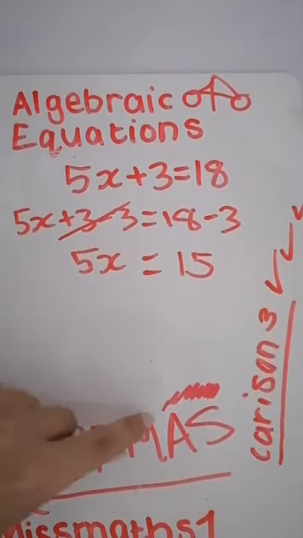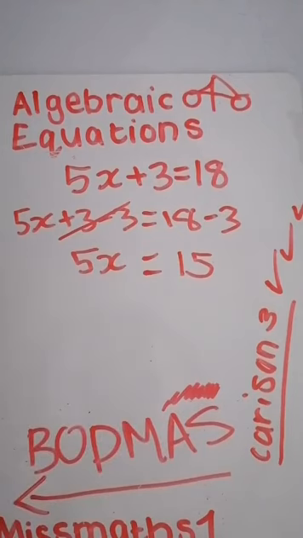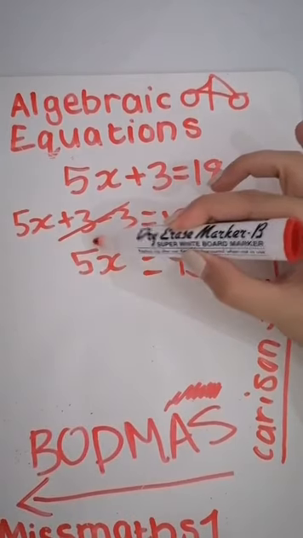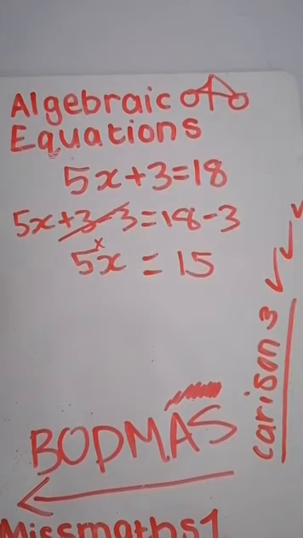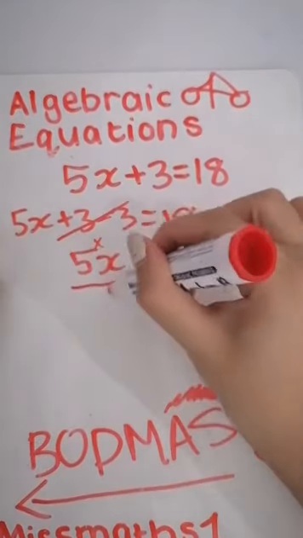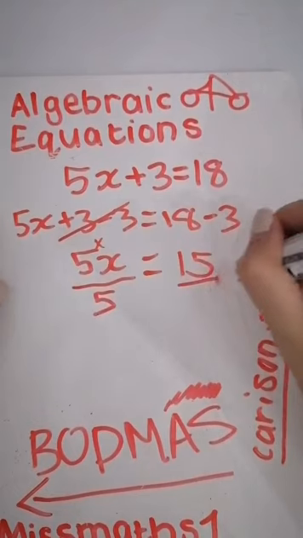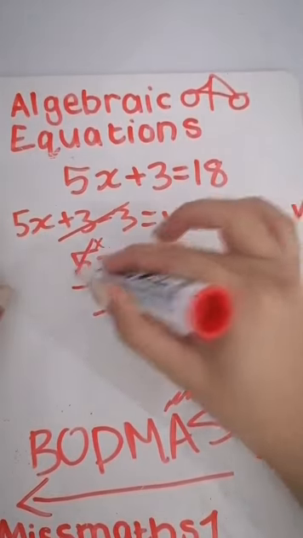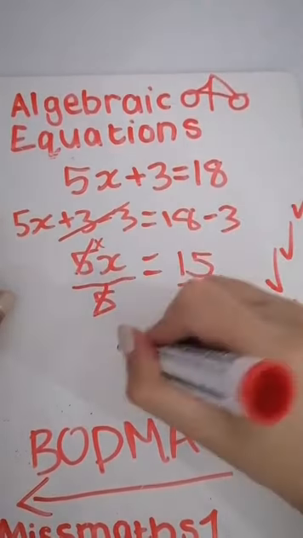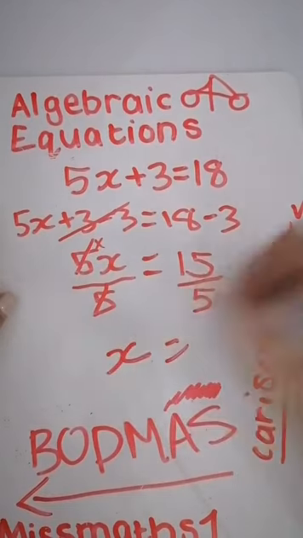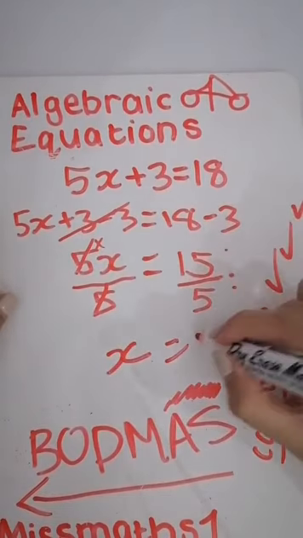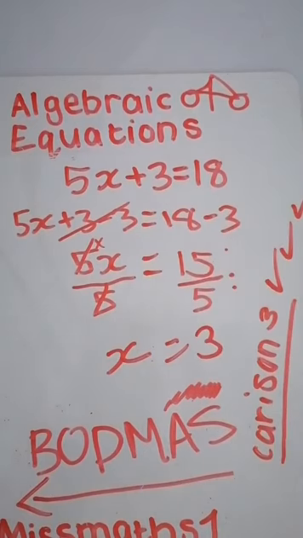Now let's see, is there any multiplication and division happening? Yes, there is. Between the 5 and the x, there is an invisible multiplication symbol. So to get rid of multiplication by 5, we're going to do division by 5. What I do on the one side, I will do on the other. 5 divided by 5 is 1, so it just cancels, and here we've got x. 15 divided by 5 gives us an answer of 3. So well done. You've got it. That is awesome.